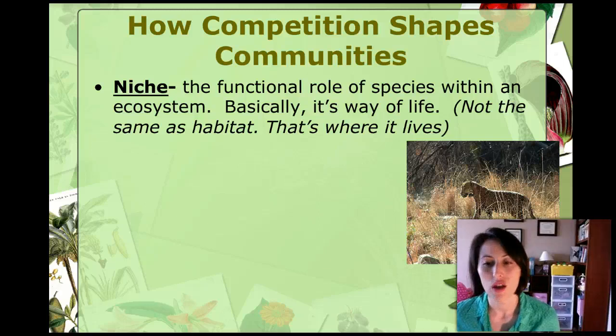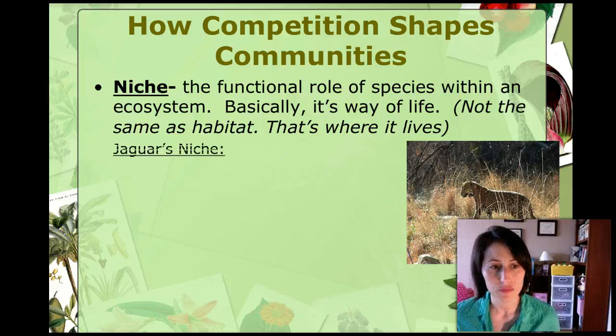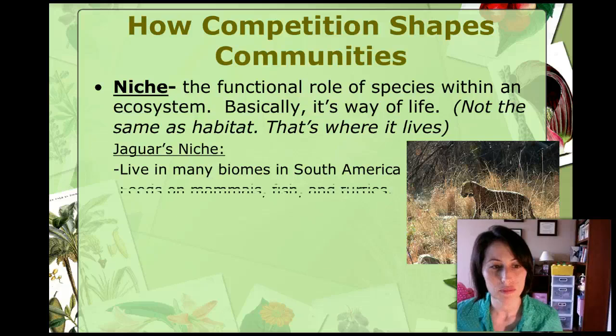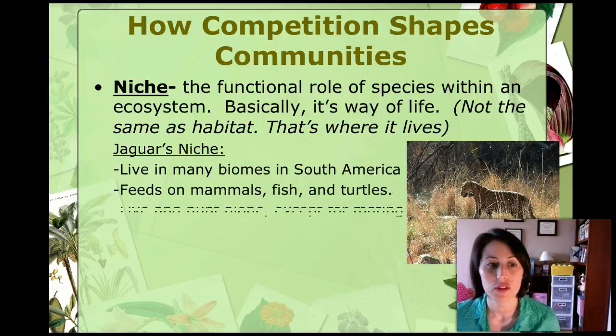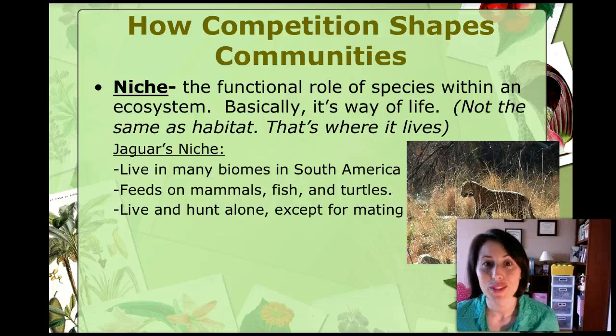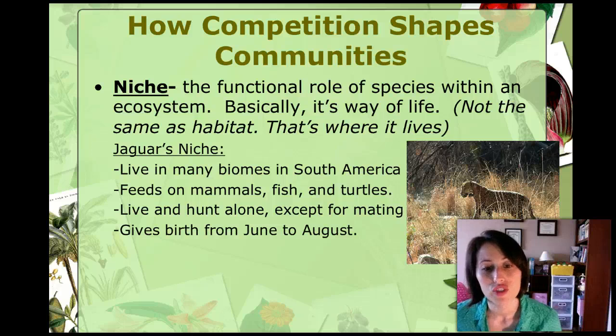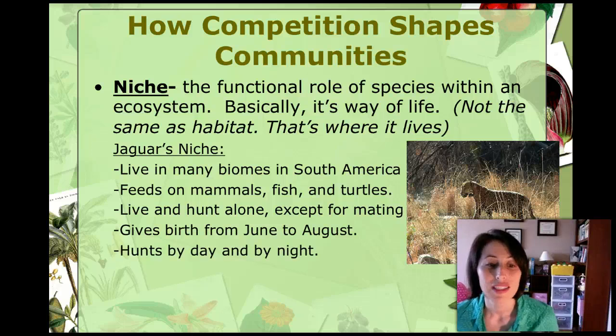So here are some examples that I'm talking about. I'm referring to a jaguar. A jaguar's niche is that it lives in many different ecosystems within South America. So it lives in grasslands and deciduous forests and rainforests and marshes and kind of all over mountain ranges of South America. It feeds on mammals, fish, and turtles. It lives and hunts alone except during mating season. Then it becomes kind of a social organism, and once they've mated, they move on and go off to their own again. It gives birth from the months of June to August typically, and they hunt by day and by night. Okay, so all of these things together go into the role that jaguar plays in its ecosystem or in its community.